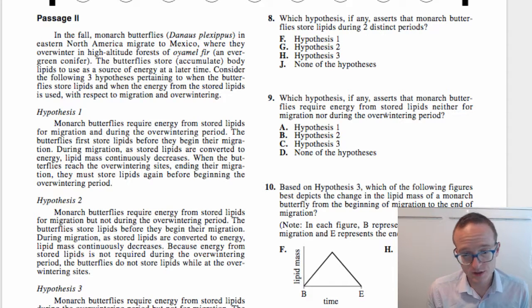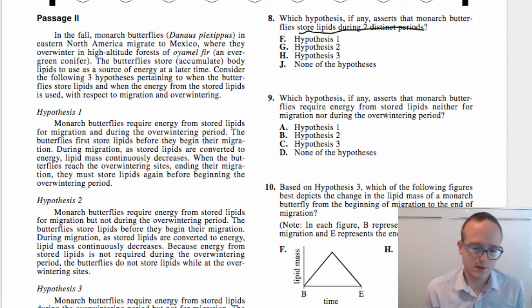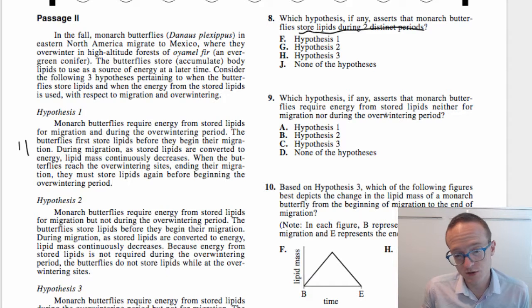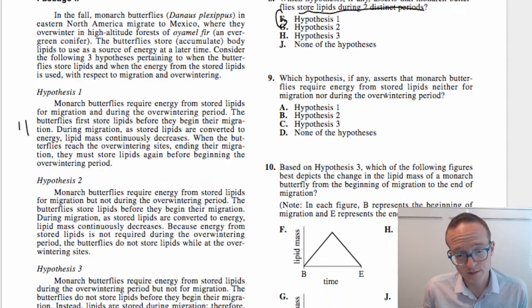Which hypothesis, if any, asserts that monarch butterflies store lipids during 2 distinct periods? Store lipids during 2 distinct. So, require energy from stored lipids for migration and during the overwintering period. That doesn't say whether they are storing lipids. Butterflies first store lipids before they begin their migration. Okay, so that's 1. During migration, the stored lipids are converted to energy. When the butterflies reach overwintering sites, they must store lipids again. Okay, so that's 2 storing lipids. So at this point, we found that they store lipids at 2 points. Notice our multiple choice options. There are no combinations. It's either 1, 2, 3, or none. So it's got to be 1.